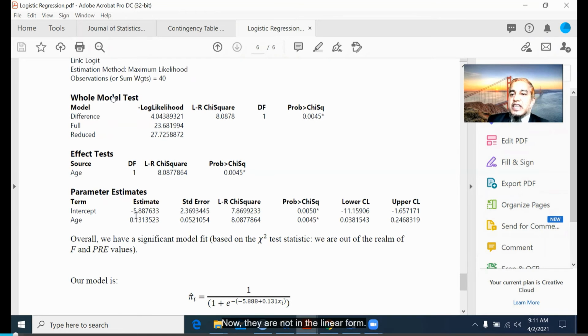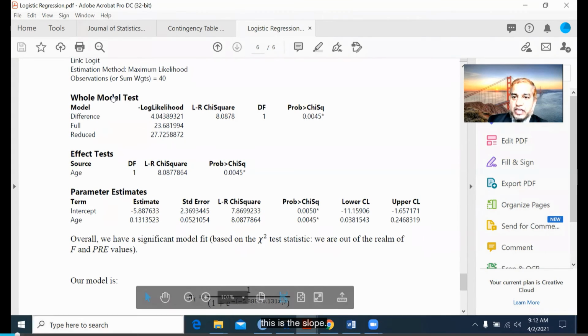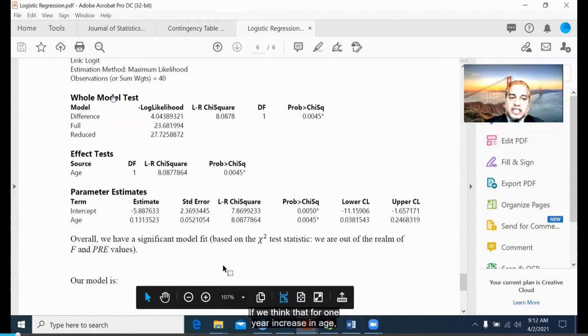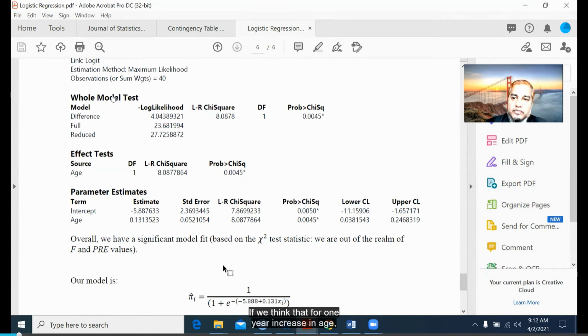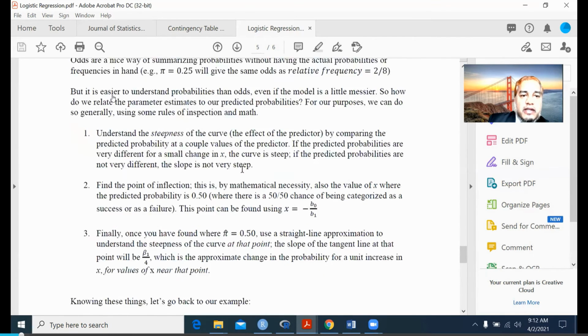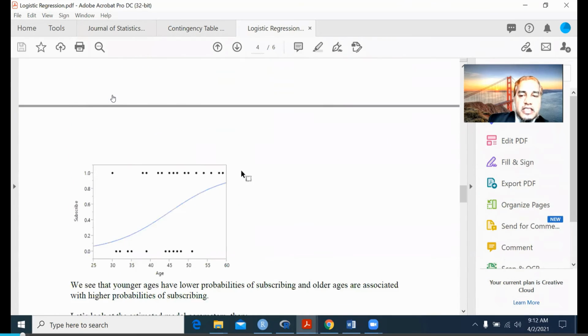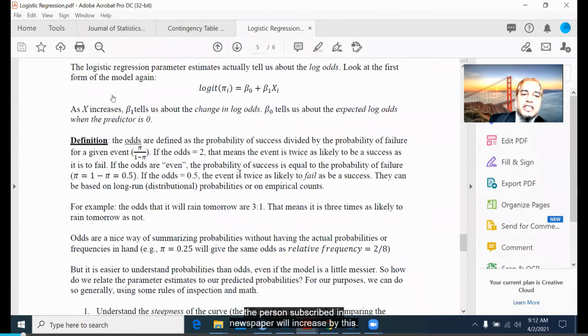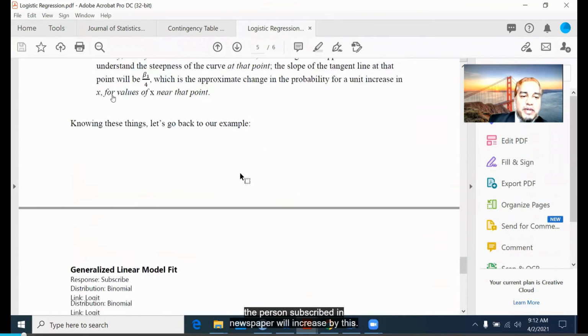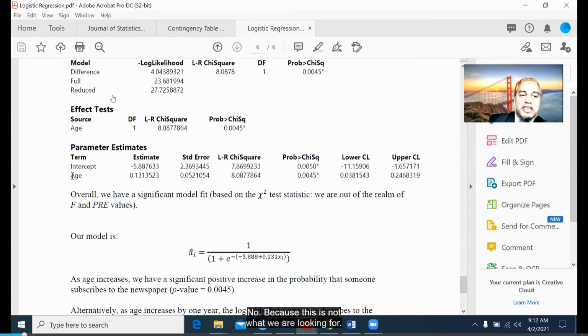Now they are not in the linear form. So if we think that, okay, this is an intercept, this is the slope, and for a 1 year increase in age, the predicted value of the person subscribing to a newspaper will increase by this. No, because this is not what we are looking for.